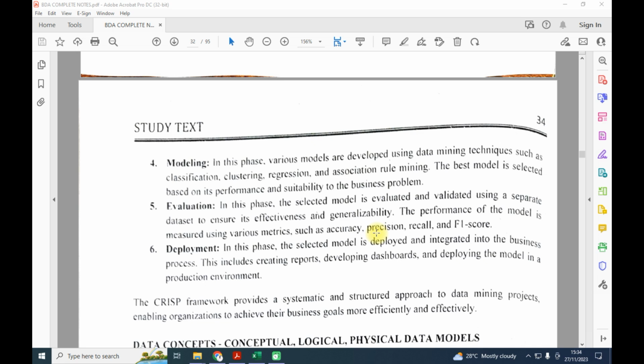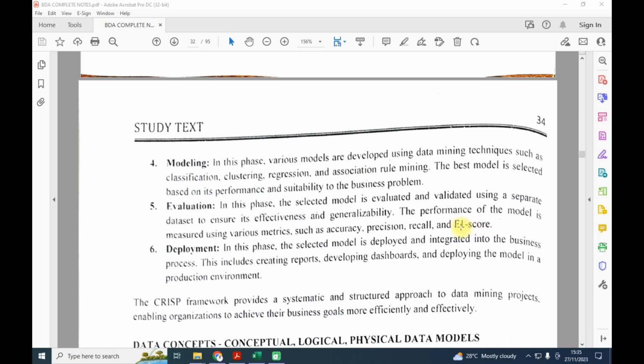Accuracy, which is exact. Recall and F1 score. Yeah, so we are looking at accuracy and precision and recall, and this one should be F1, not Fi. F1 score. Remember, F1 score is a combination.